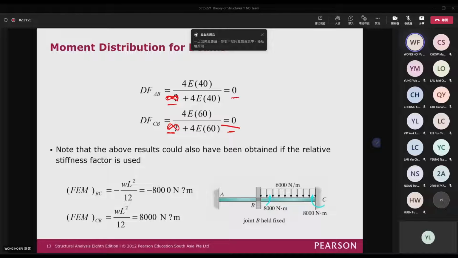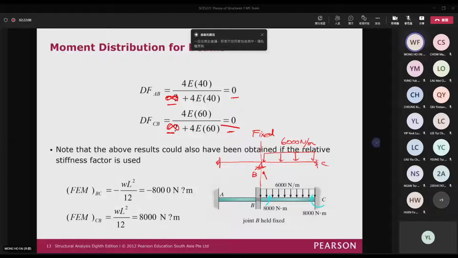So here, first of all, we will take a look at how to find the member end moments by using moment distribution. If you still remember, our original member is fixed at joint A, and then I have a member here, and I fix at joint C. And then I have a pin support here at joint B originally. To apply the method of moment distribution, first of all, I will assume that this one is a fixed joint.